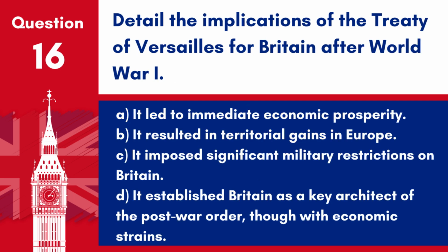Question 16. Detail the implications of the Treaty of Versailles for Britain after World War I. A. It led to immediate economic prosperity. B. It resulted in territorial gains in Europe. C. It imposed significant military restrictions on Britain. D. It established Britain as a key architect of the post-war order, though with economic strains. Answer: D. It established Britain as a key architect of the post-war order, though with economic strains.